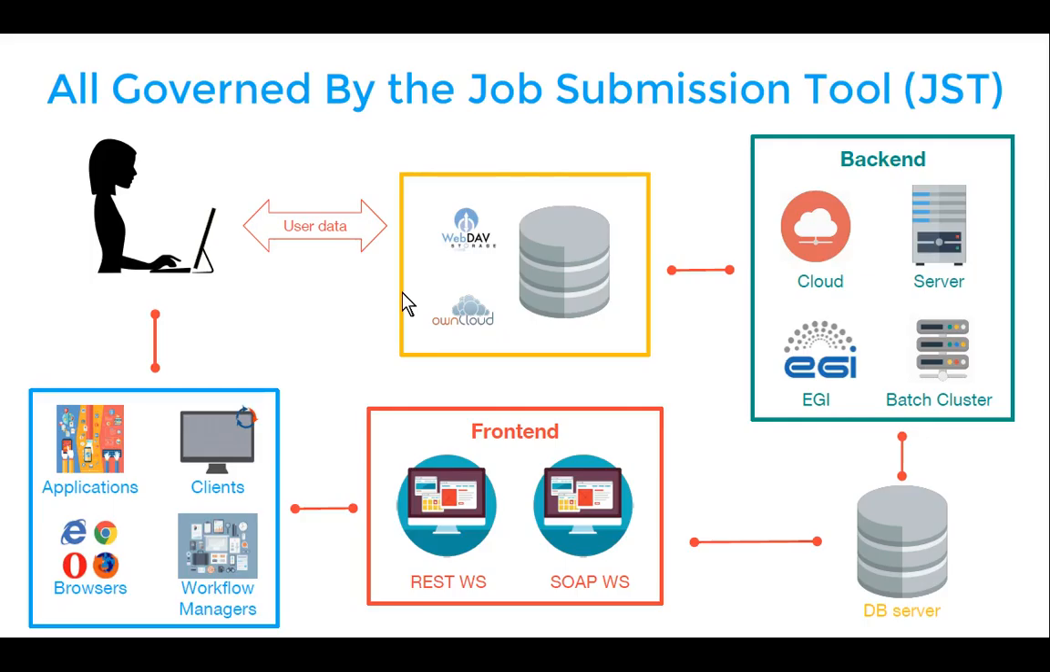It's a lot of interaction in this picture. And the backend is made of cloud resources or physical resources, servers, batch cluster, or the EGI. And this exchanges data with the previous storage I've previously mentioned, and scientists can collect user data from there. So it's kind of a circular picture in which everything works in a perfect way, at least in the picture.